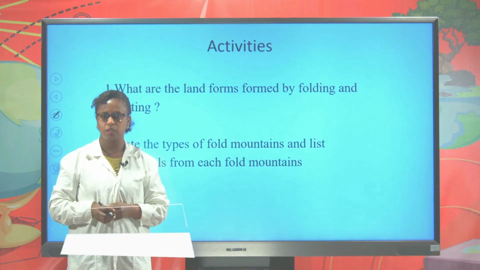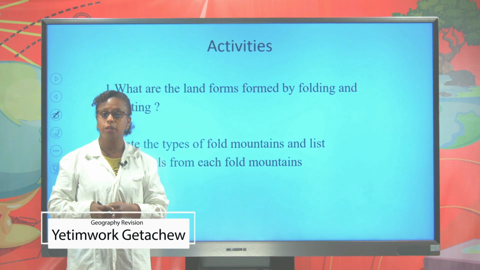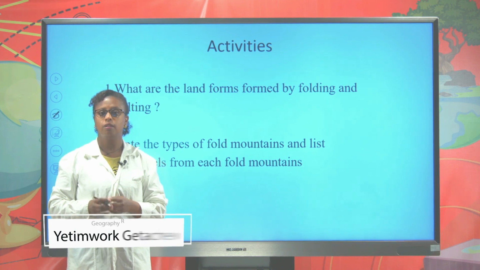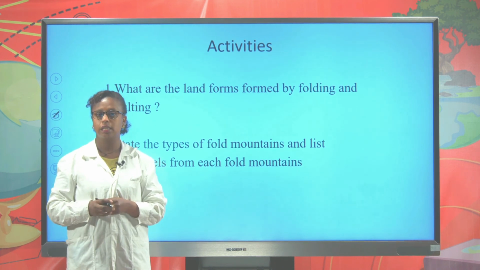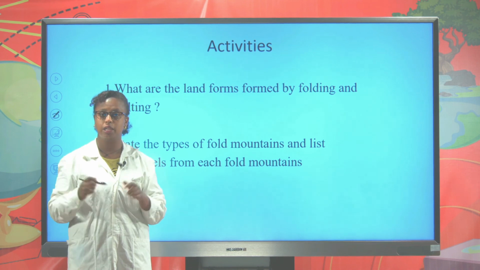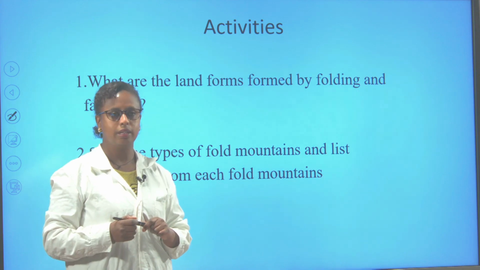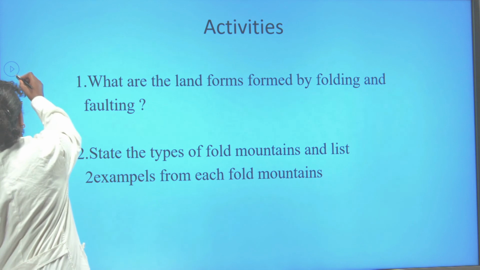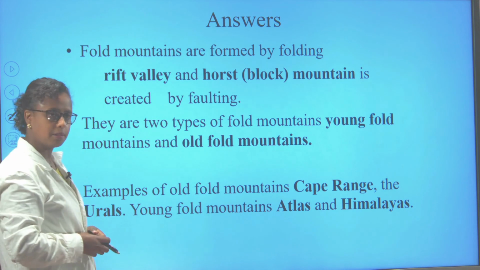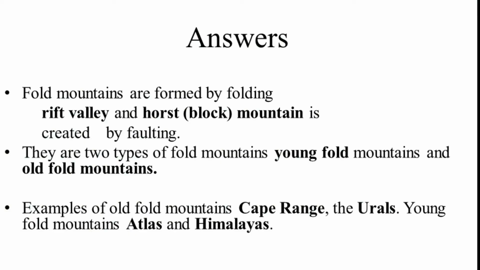Welcome back, students. Did you manage to name the landforms formed by folding and faulting and state the types of fold mountains in addition with their examples? Well done. Let's check your answer together. Answer for the first question, the landforms formed by folding are fold mountains. The landforms formed by faulting are rift valleys and block or horst mountains.